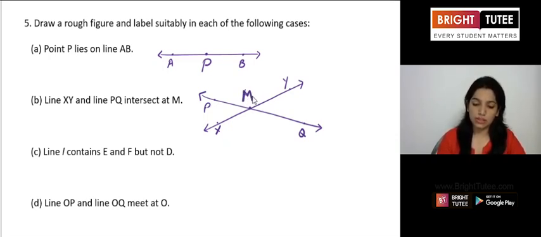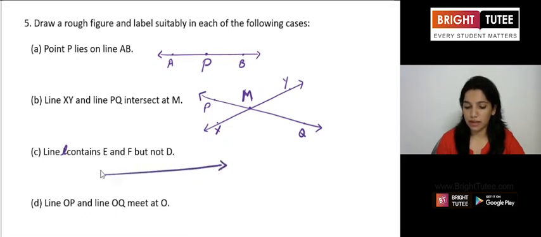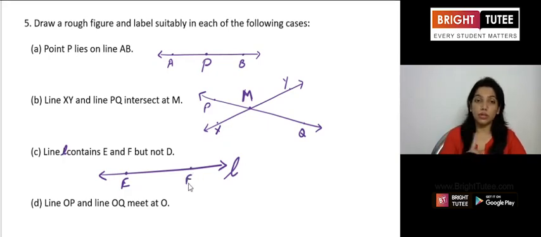Now the next one, C part, it says line L, this is L in italics, contains E and F but not D. So I'm going to draw a line L. So this is my line L. It contains point E and F. So I can draw point E here and I can draw point F here, but not point D. So what can I do? I can just place a point D anywhere on my slide. So this is point D, which is not lying on this particular line L.